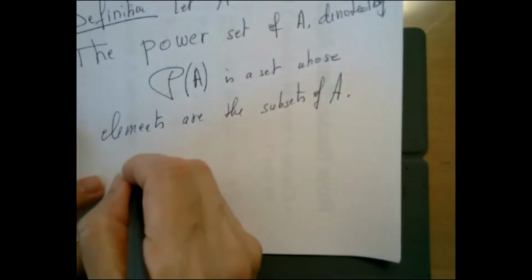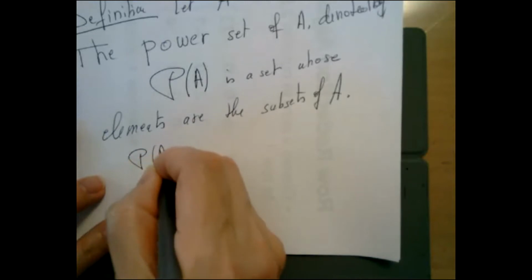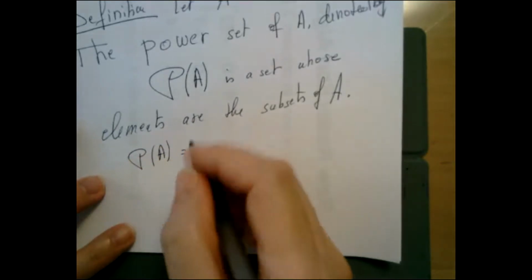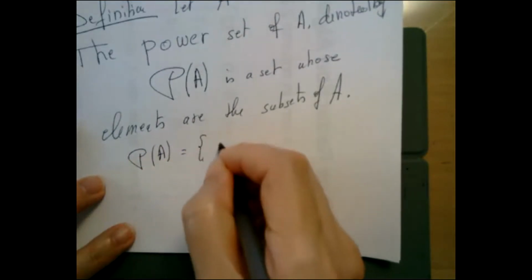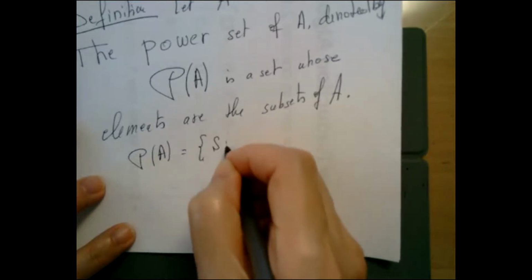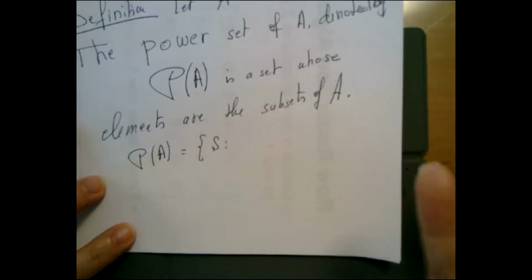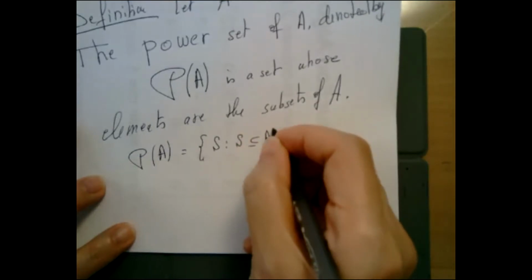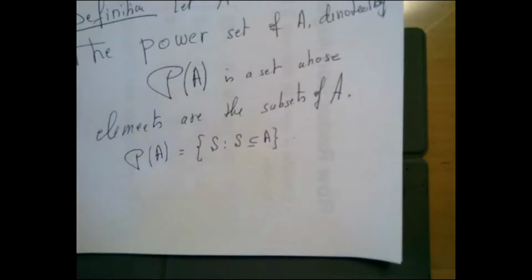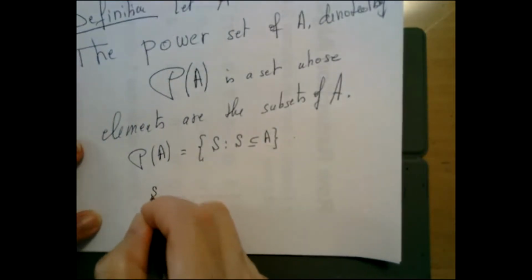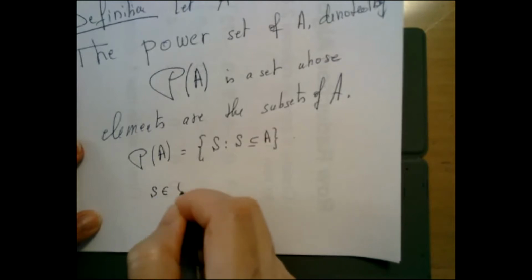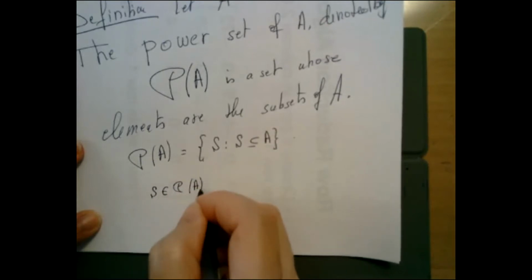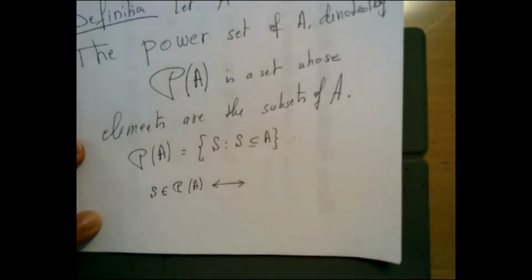So in set builder notation, how do we represent the power set of A? We can write the power set of A is all the S such that S is a subset of A. One more statement: what does it mean for S to be an element of the power set? Finish my sentence.